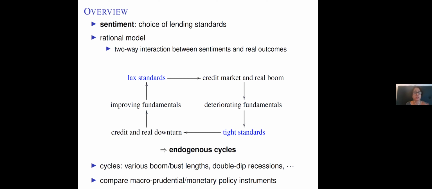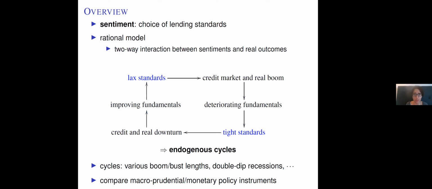And we focus on this two-way interaction between sentiments and real outcomes. So this circle, it's a square, but it very clearly says what is going to happen in our model. So imagine we're in a state where there is lax lending standards. Okay, so credit is very heavily available. So both the credit market and real economy boom. But at the same time, that leads to a deterioration of fundamentals. Once the fundamentals deteriorate enough, then lenders are like, oh my God, why are we using such lax standards? So let's switch to tight standards.